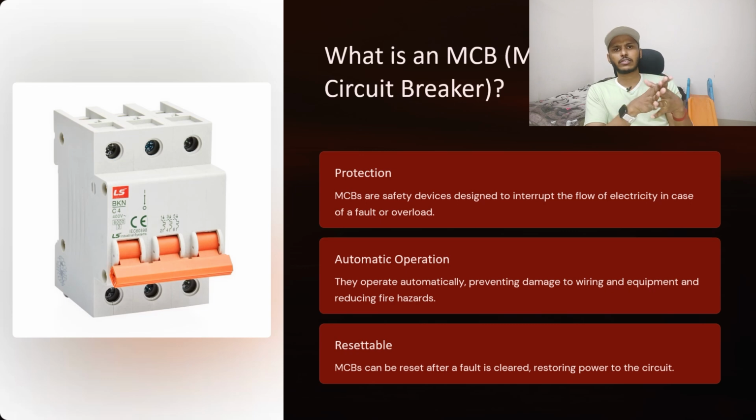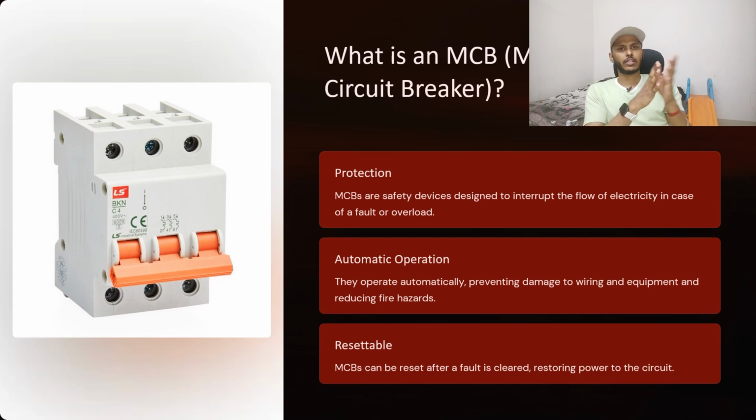And overload, or overcurrent, is whenever we connect something beyond the rated current or voltage, then the overcurrent comes. In that case also this MCB works. MCBs are safety devices designed to interrupt the flow of electricity in case of a fault or overload, and it is automatic. Compared to an isolator, an MCB has automatic operation. We can manually turn it off and on, but it is not designed for that purpose.